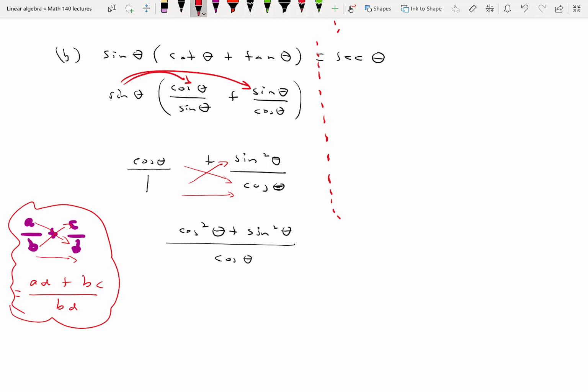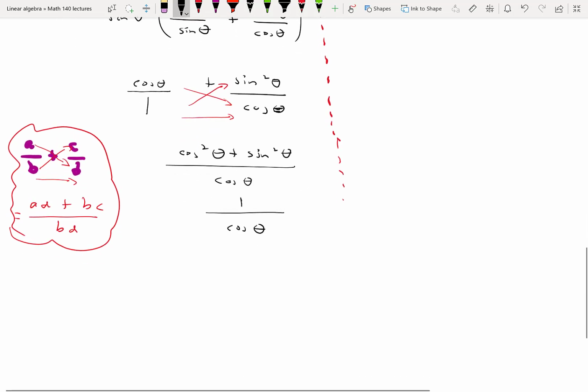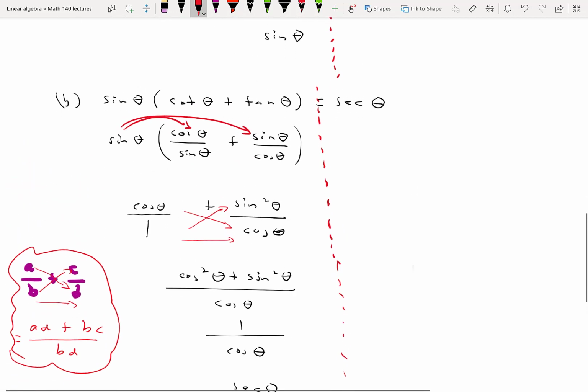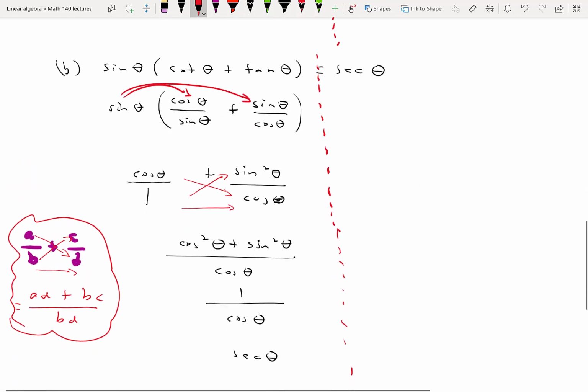And then we stop and try to make it look like the right-hand side. We're trying to get secant out of this. Do you recognize what the numerator is? What's cosine squared plus sine squared of theta? It's 1. Why? That's one of the 3 Pythagorean identities that we teach you. And 1 over cosine is secant. The left-hand side is the same as the right-hand side, and it has been established.